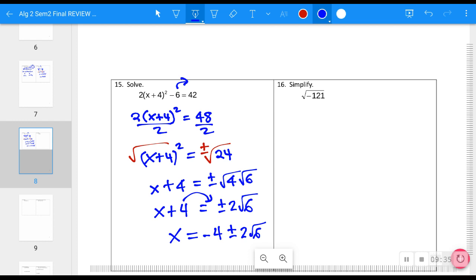And number 16 is the start of a new section that I'm going to cover that has to do with imaginary roots, but I'll go ahead and do this problem since it's right in front of me. You could think of this as being the square root of negative 1 times the square root of 121, which is i times 11, but we just write it as 11i. We normally put the imaginary unit behind the other one.